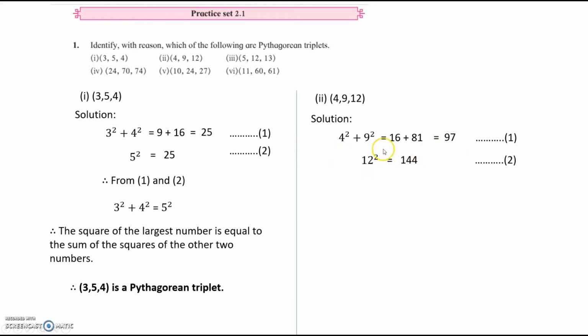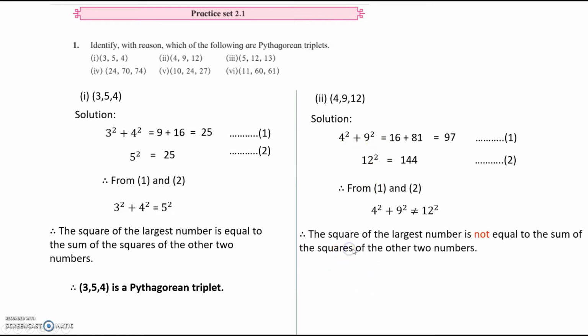Therefore, we can say from 1 and 2, 4 square plus 9 square is not equal to 12 square. Therefore, the square of the largest number is not equal to the sum of the squares of the other two numbers. Therefore, 4, 9 and 12 is not a Pythagorean triplet.